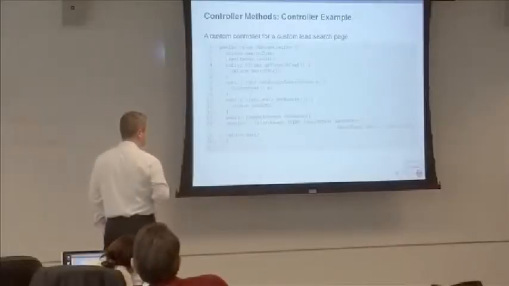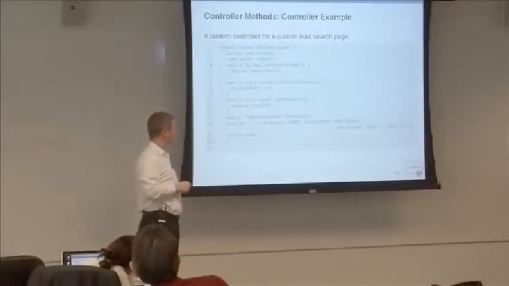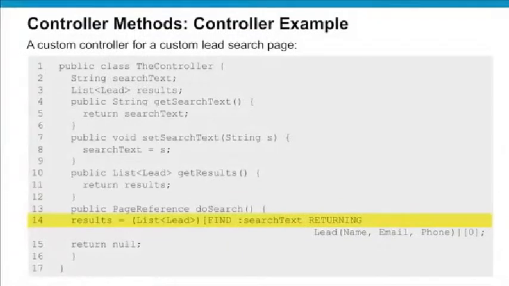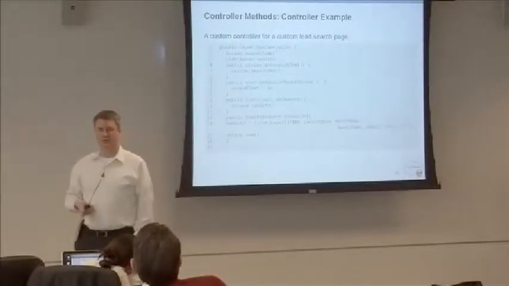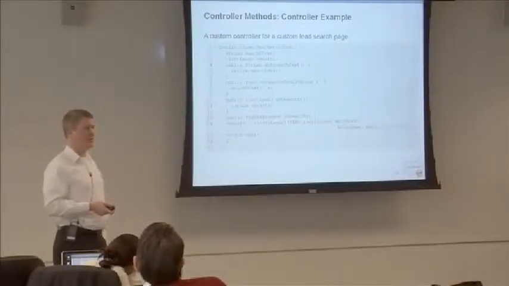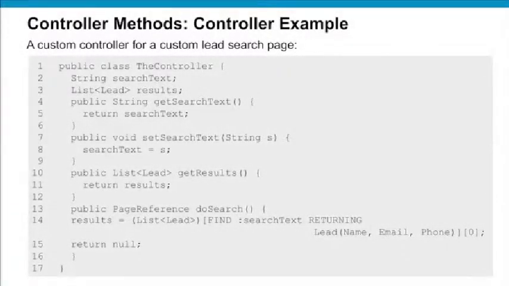What we're going to do in order to get those search results is here on line 14, this is the mechanism by which we find the records that the user is looking for. So we are looking at what here? What is this called? SOSL. So this is a Salesforce Object Search Language, and we know that because it starts with the keyword FIND, right? What it does is it binds to searchText. It returns just leads, and it's going to return the name, the email, and the phone.